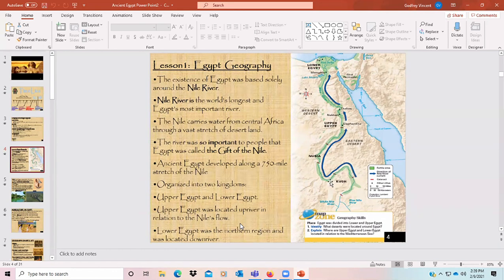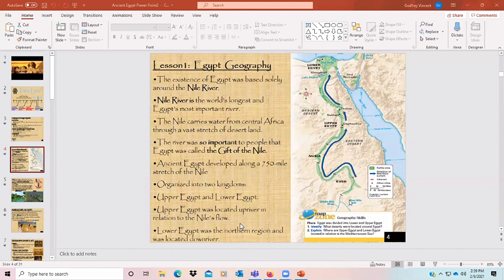This is Kush. This is Nubia. Today, this area is called the Sudan. So at one time, Nubians and people from Kush will rule the entire part of Egypt. This is Upper Egypt, and this is Lower Egypt. So you see the river Nile.